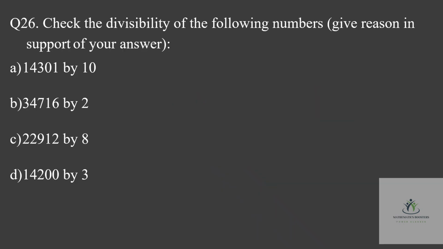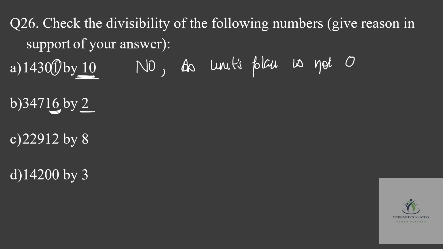Next, check the divisibility of the following numbers. What is the divisibility of 10? We'll check the last digit. It has to be 0. When it is 0, then it is divisible by 10. No, as the units place is not 0. Divisibility of 2. Again, we'll check the unit place. It should be even. Hence, yes, the unit place is even.